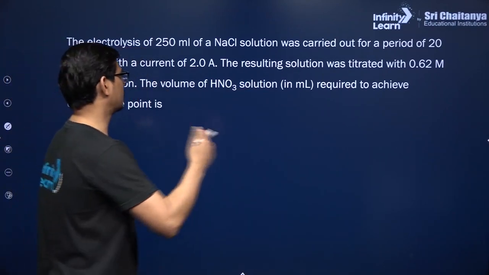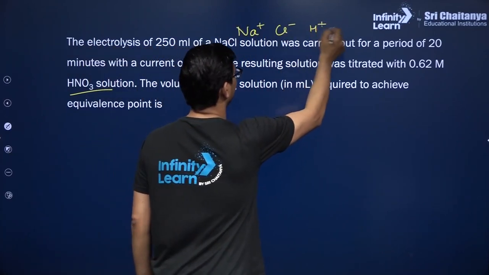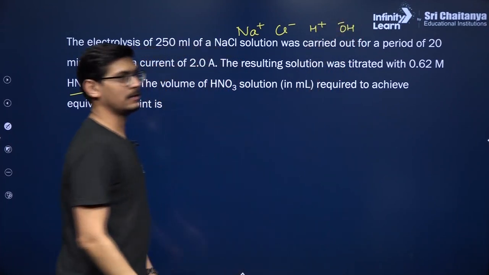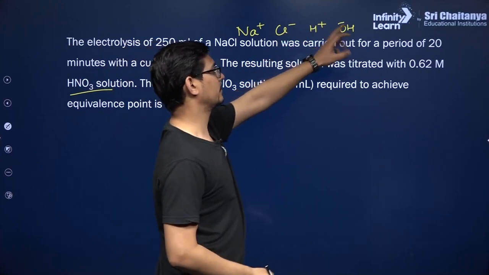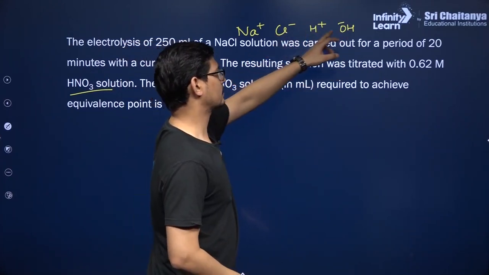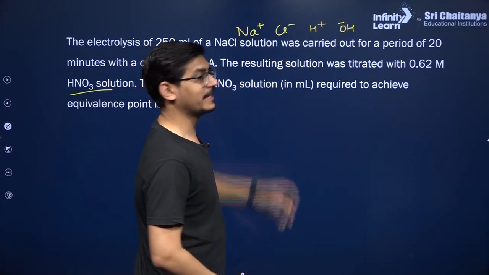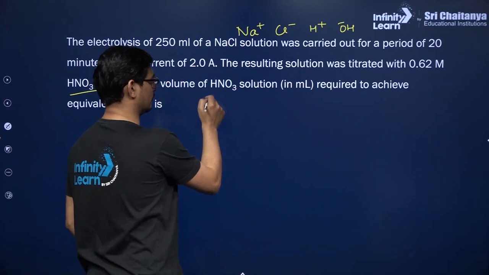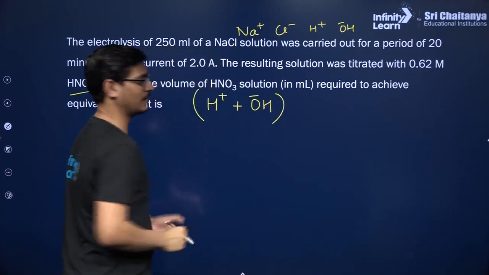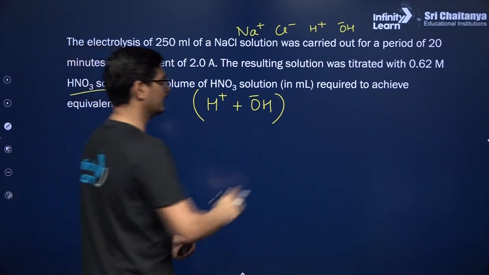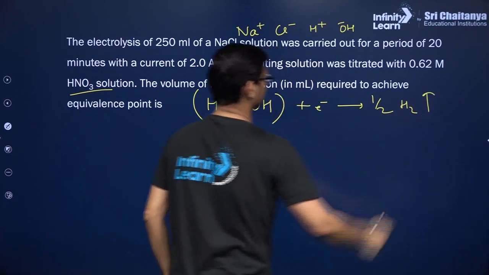When you are carrying out the electrolysis of aqueous NaCl solution, the ions present in the solution are this, right? Now at anode, chloride ion has a higher tendency to undergo oxidation as compared to hydroxide. So chloride will undergo oxidation to produce chlorine gas. We are not concerned with that. Out of Na plus and H plus, H plus will undergo reduction. Now remember, H plus comes from water, right? So actually this is water, H plus and OH minus. It takes an electron and it produces hydrogen gas, okay?